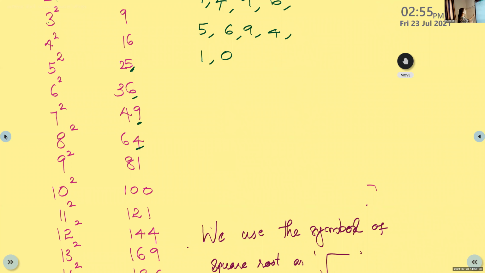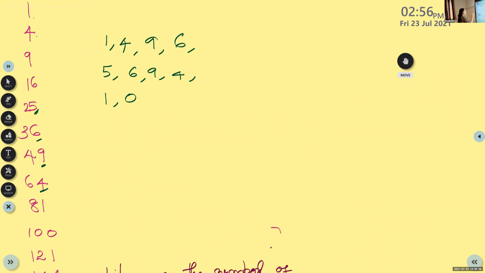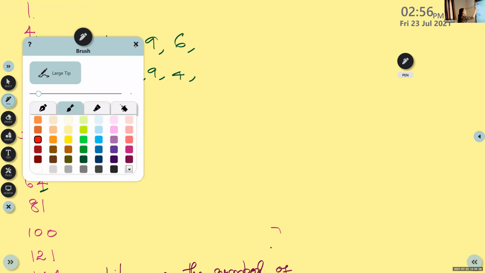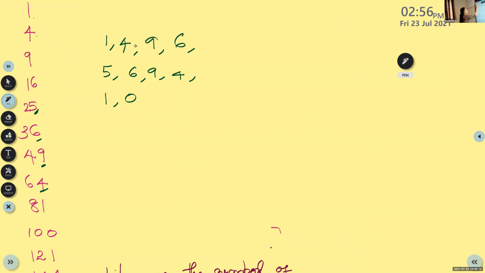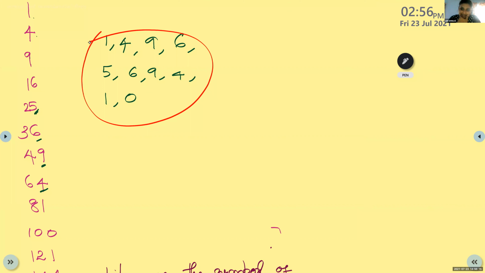Okay. So look at these digits. Okay, children, there are some digits with us. What are the digits? 1, 4, 9, 6, 5, 6, 9, 4, 1, 0. 1 is there, then 0 is there, 4 is there, 5 is there, 6 is there, 9 is there. Okay. So look at the unit digits: 0, 1, 4, 5, 6 and 9.